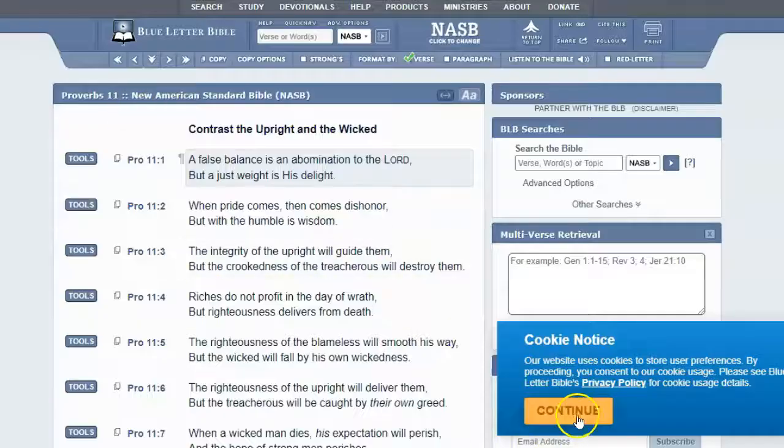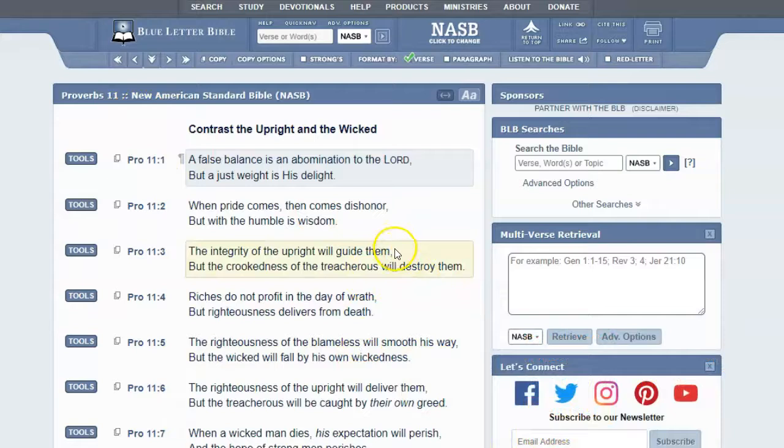So today we're going to be talking about Proverbs chapter 11, and we're going to be doing a word study. So this is Blue Letter Bible, and this is a website that you should start using if you want to study the Bible at more of an advanced level. And here we have so many different functions, but we're going to keep it very simple.